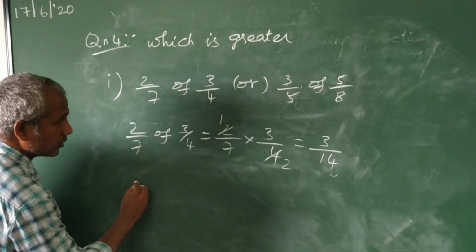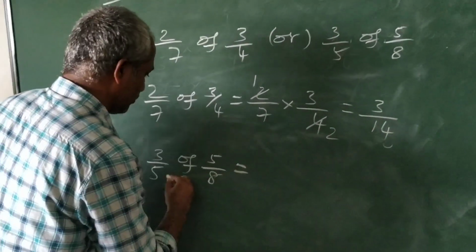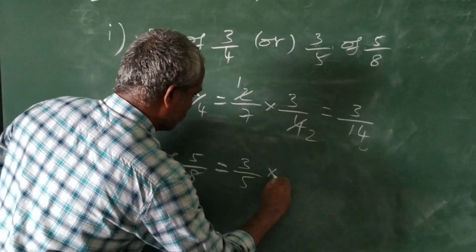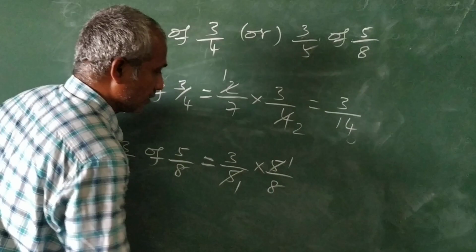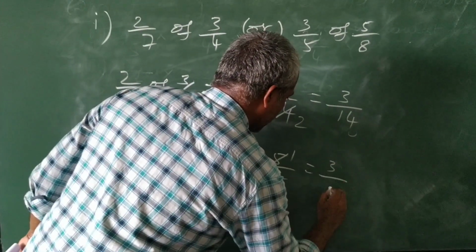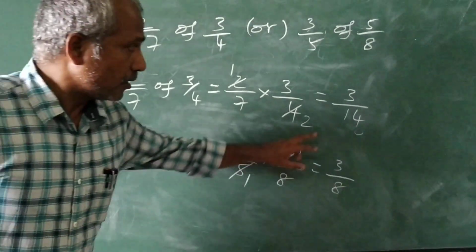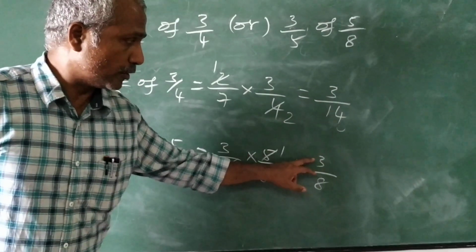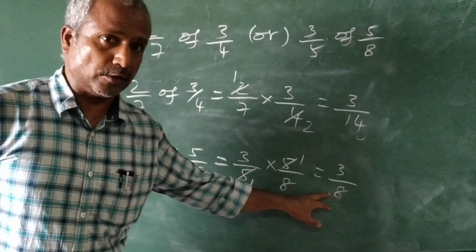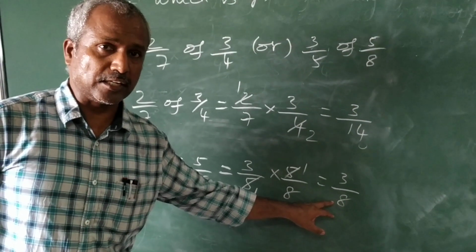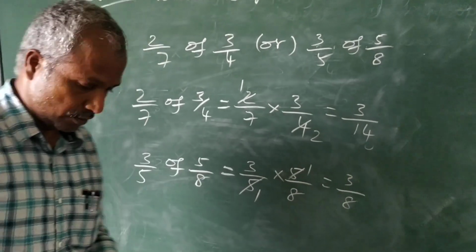Then I am going to find out 3 by 5 of 5 by 8. Simply equivalent to 3 by 5 into 5 by 8. 1 5s are 5, 1 5s are 5. 3 into 1, 3 divided by 8. Now look at those two values. Both the results have numerator 3, but only the denominator is changed. Whenever the denominator value increases, the net value will decrease. So this is the lesser value, this is the greater value.